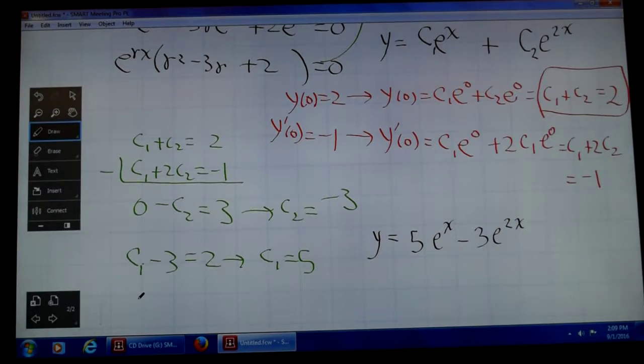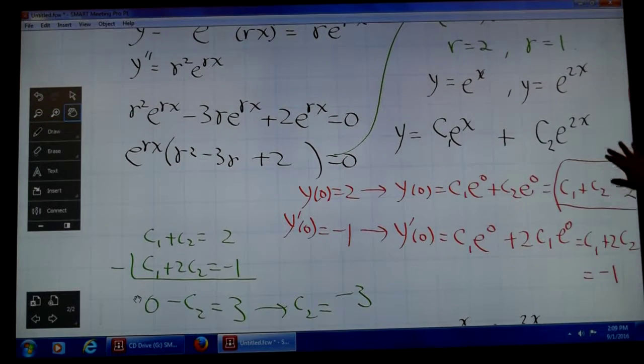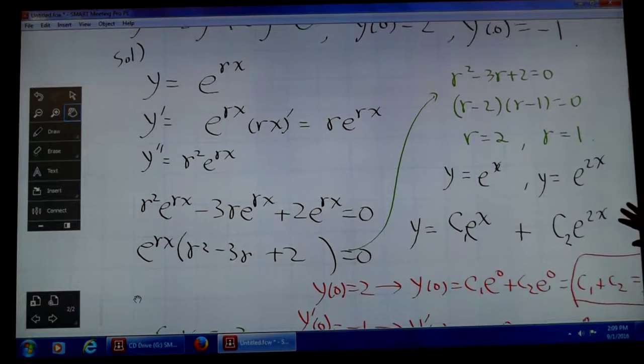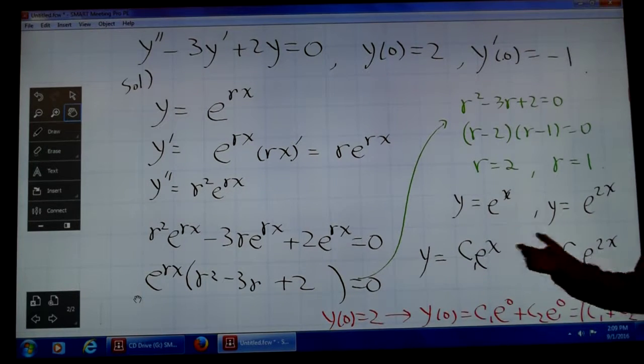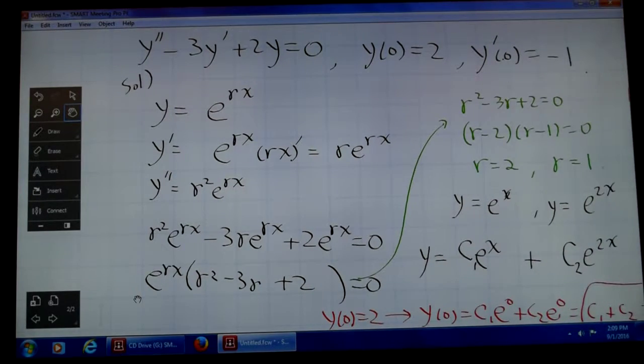The first one you did, when you get c1 e to the x and c2 e to the 2x, those are two formulas, and then you have a third one, that's them combined. Is that what you said? Yeah. So you're asking me, you have one formula, another formula, and three formula. I don't like that approach.